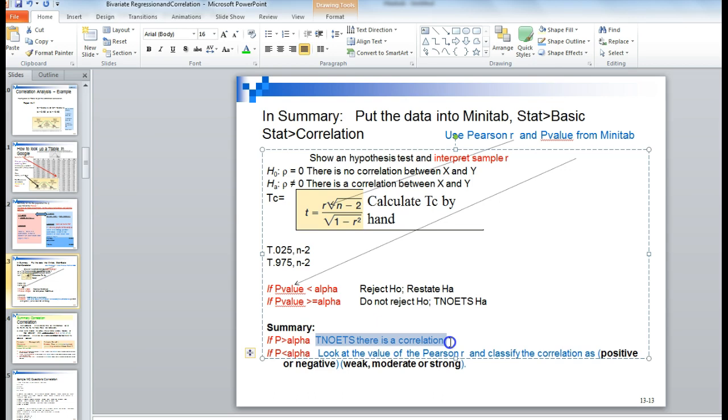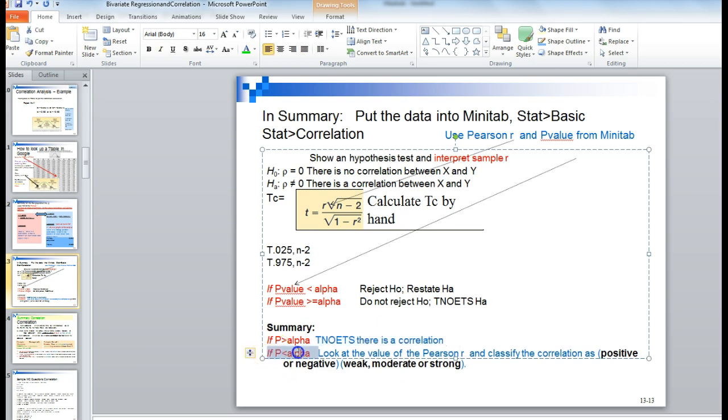So if my p-value is greater than alpha, what's my interpretation of that correlation coefficient? There's not one in the true population. There's not enough evidence to suggest there's one in the true population. And so that's what you're summarizing it as if your p-value is greater than alpha.